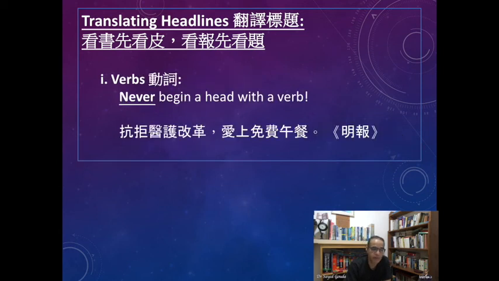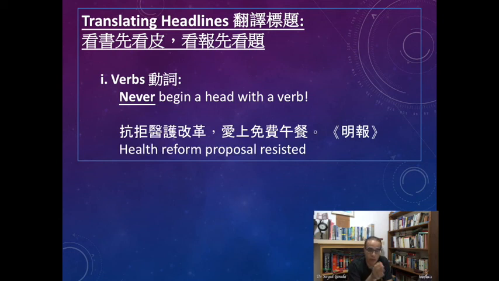About verbs, never begin a headline with a verb. For example, this Chinese headline in the Mingpao. In English, never start with the verb, even though the Chinese starts with a verb. In English it should be translated as "Health reform proposal resisted." You start with a noun.